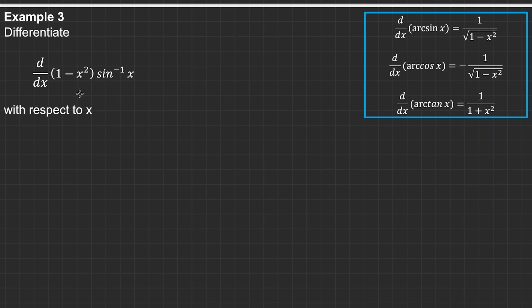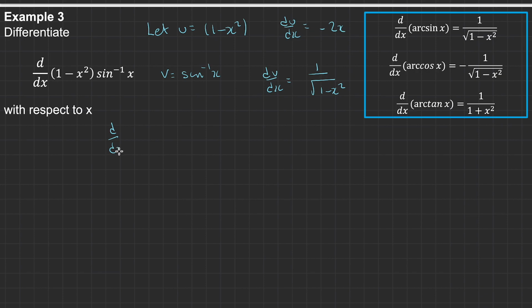Okay, so finally, in example 3, we're going to use the product rule to differentiate 1 minus x squared multiplied by the arc sine of x. So the first thing we'll do is we'll say let u equal 1 minus x squared. So then du by dx will be minus 2x. We'll let v equal the arc sine of x. So dv by dx will then be 1 over the square root of 1 minus x squared. So now we'll substitute these into the product rule.